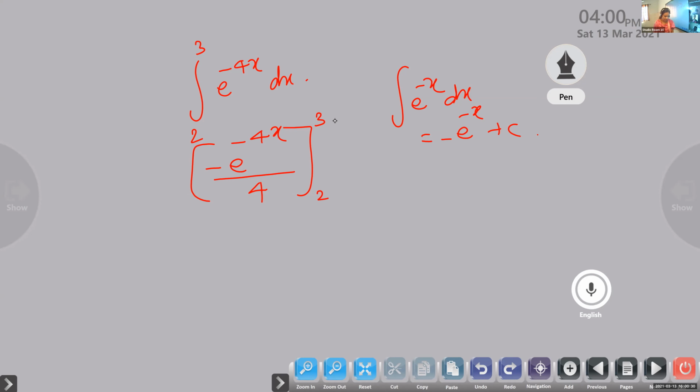Now apply the limits. Yes, Karthik. The minus 4 is in the denominator. If you are writing it here in the top, here no need to write. Otherwise, you should write it in the denominator. If you write it in the numerator and the denominator, it will become plus.